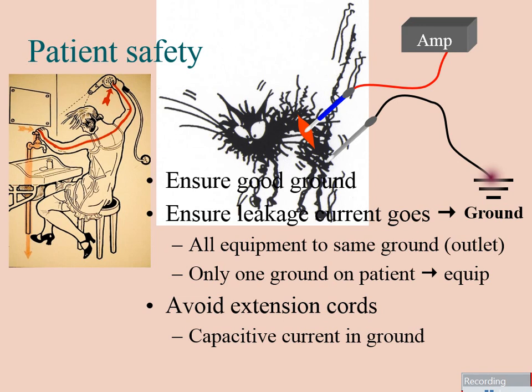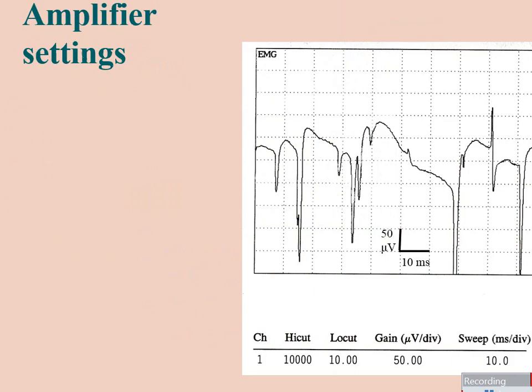They can sometimes influence adjacent wires, and you can get some current generated in the ground wire that way. And so sometimes you have to use an extension cord, but you need to be aware that, particularly if you have a really long extension cord, you can generate some currents in your ground, which you don't want. Both that interferes with the recording, and it can be potentially a hazard.